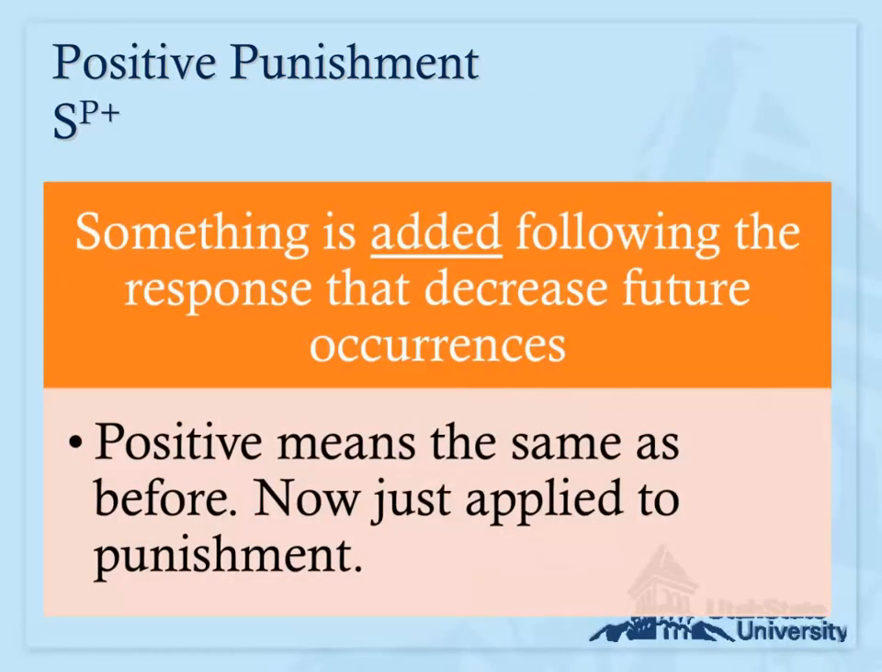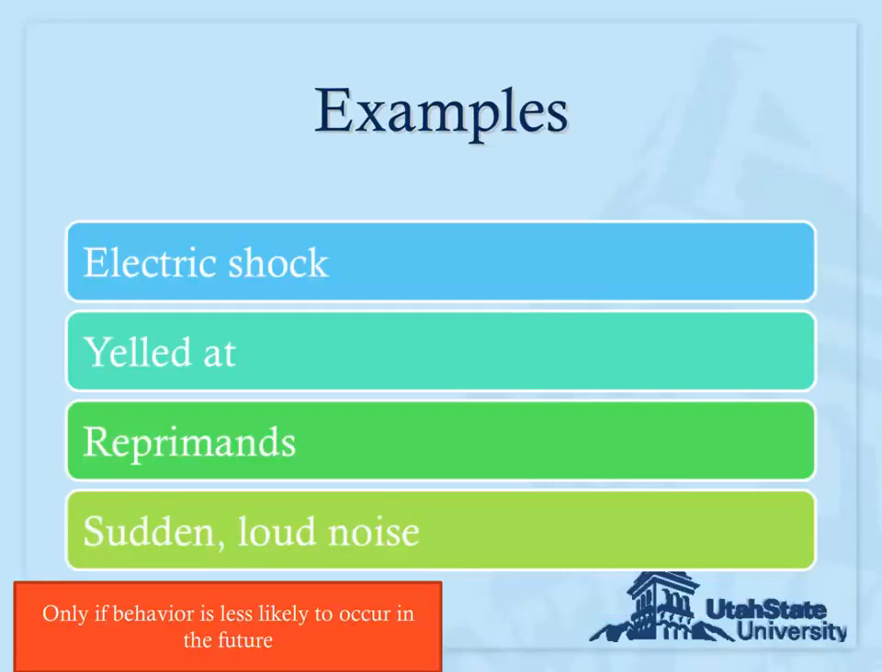Positive punishment is similar to positive reinforcement. A stimulus is added to the environment, and the future frequency of that behavior is reduced. Positive still only means that something is being added to the environment. A few examples of adding punishers to the environment would include producing an electric shock following behavior, getting yelled at or reprimanded, or other sudden loud noises. These instances are only punishers if the future occurrence of behavior is reduced.